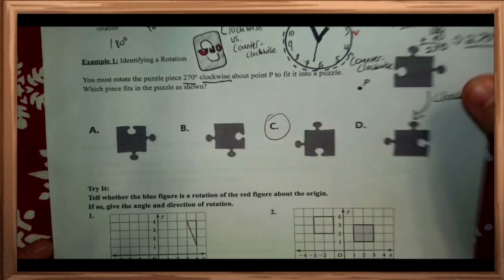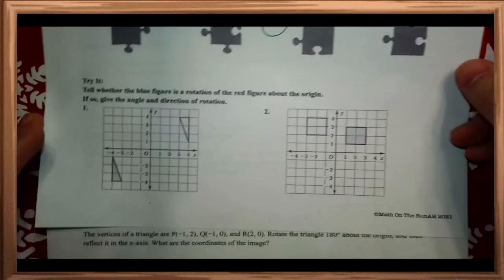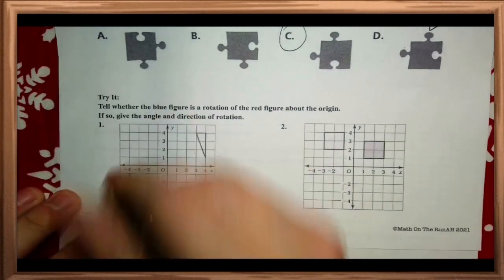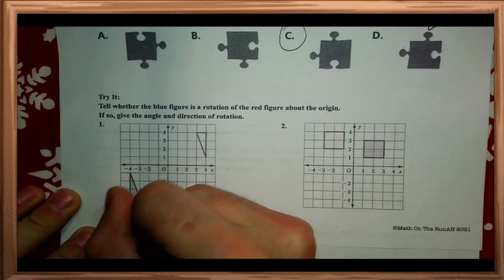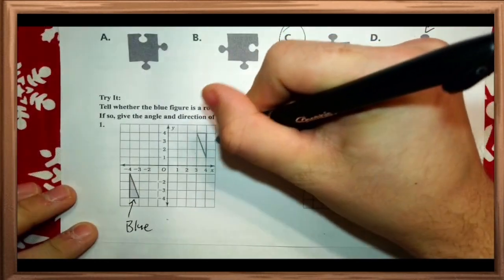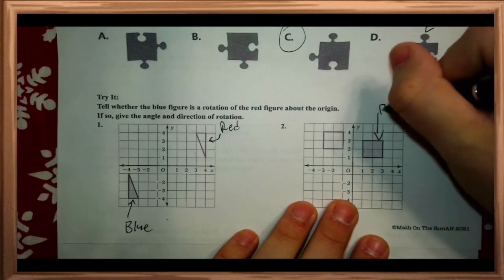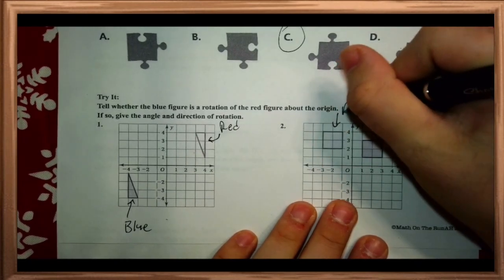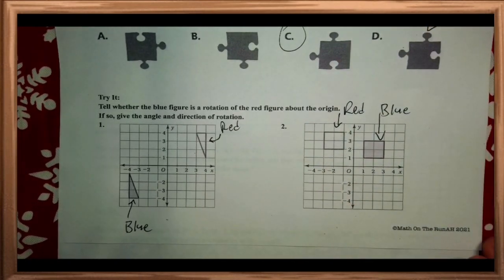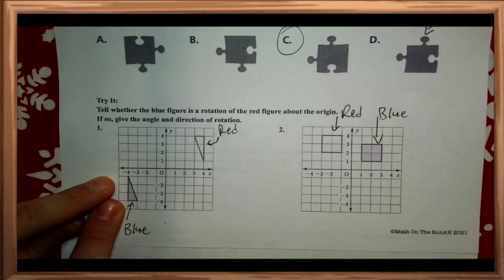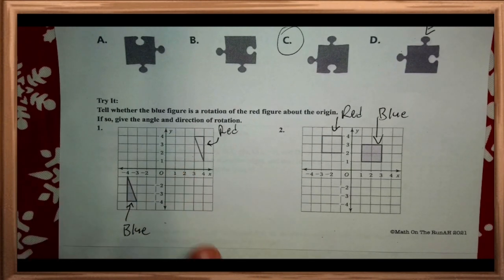Let's try another one. It's a little harder to see just because it says blue and red. So here's what I'm going to assume here. This is me just kind of putting this in place. I'm going to say that this left figure here is the blue one, and the figure on the top right is going to be the red one. And same sort of thing here. The filled in one's going to be blue, and this one's going to be red.